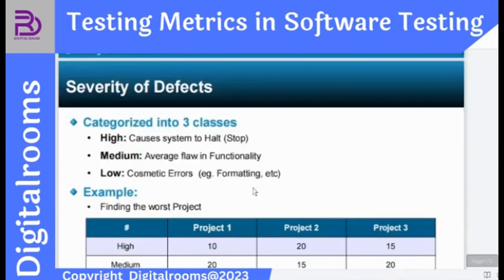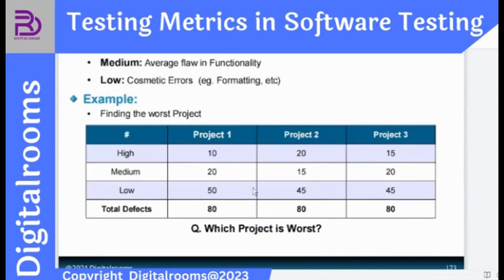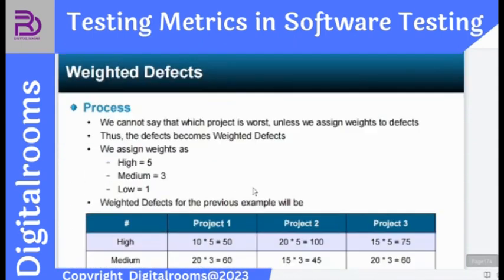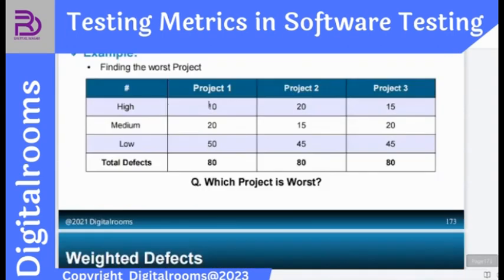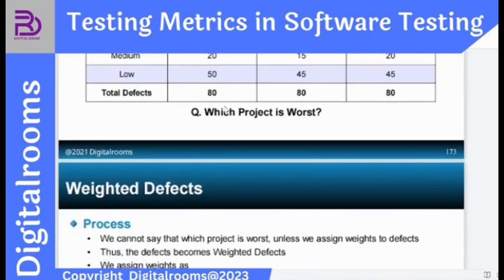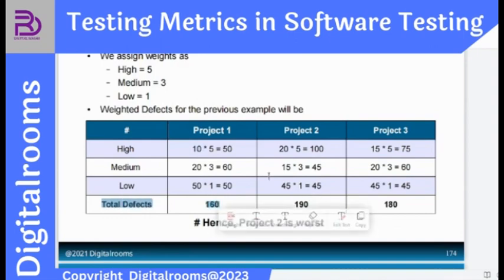When a manager says, let me know the defect weightage, or the severity of defect, or the weightage defect, then you will just be multiplying 5 for high, 3 for medium and 1 for low, with the number that was assigned as the defect number to the project. Here we are multiplying 10 with 5, which is 50. Then once we total this, we get 190, which means project 2 is worst.